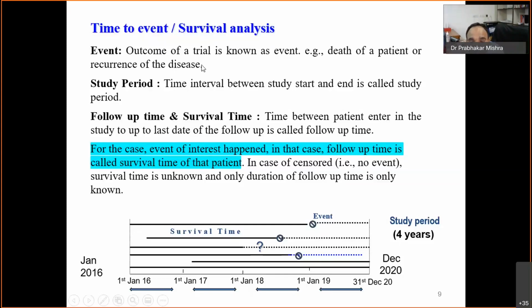The outcome of a trial is known as an event. Example, death of a patient or recurrence of the disease. So death and recurrence are most frequently our interest. Study period: the time interval between study start and end is called the study period. Like here, 1st January to 31st December. So there are 4 years of study duration. So this is the study period.